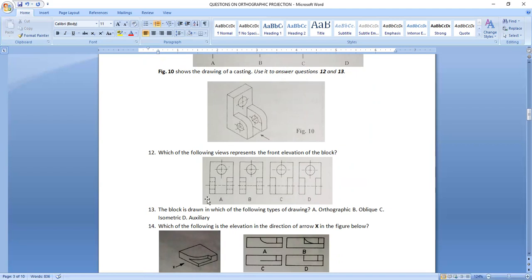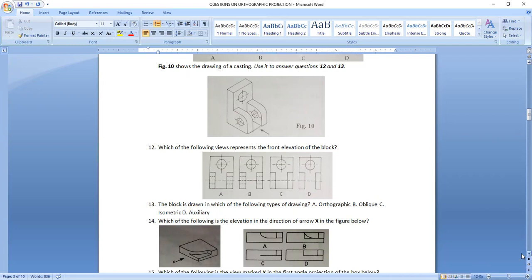And question 13, the block is drawn in which of the following types of drawing? So it is drawn in orthographic projection, not in oblique, not in asymmetric, and okay. Sorry, the answer is isometric. The block is drawn in which of the following types of drawing? It is drawn in isometric. I was thinking they are talking about this. So this is the block. The block is drawn in isometric projection. Why is this one drawn in orthographic projection? But the block is what they are talking about. It is drawn in isometric.